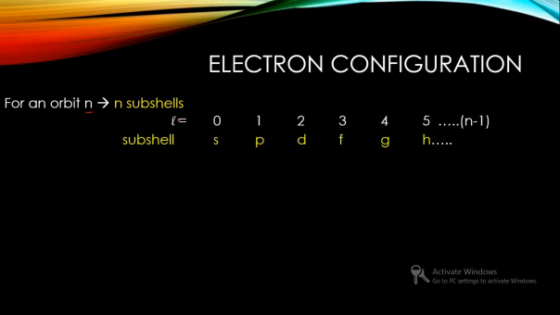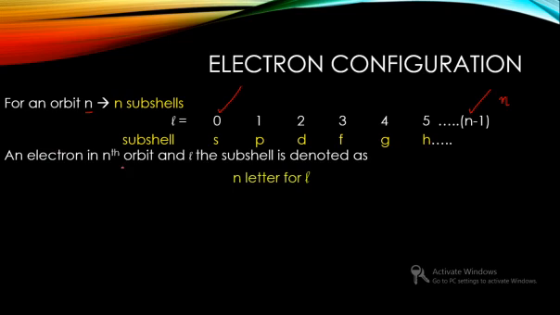Okay, so here it is given. If it is n, there would be n number of subshells starting from 0 up to n minus 1. So a total of n subshells will be there, and L equal to 0 is named as S subshell, 1 is named as P subshell, 2 as D subshell, 3 as F subshell, 4 as G subshell, 5 as H subshell, and so on.